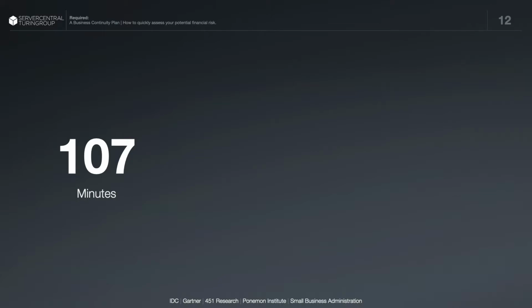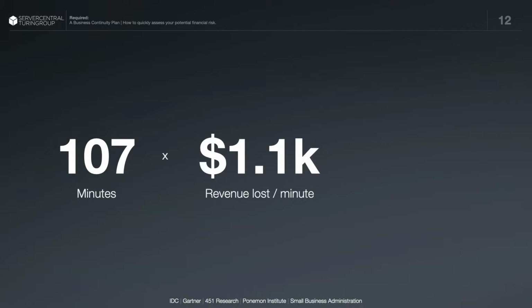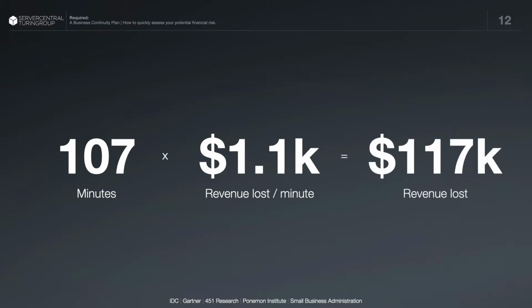The reason being, when you look at the math around any business continuity plan, any business, you're looking at an average outage of about 107 minutes. What that means is that when something occurs, you can expect your business to be impacted for an average of 107 minutes, or just under 2 hours. Now, for a small business, again, less than 100 employees, that equates to about $1,100 of revenue lost per minute, or about $117,000 of total revenue at risk for a disaster event.